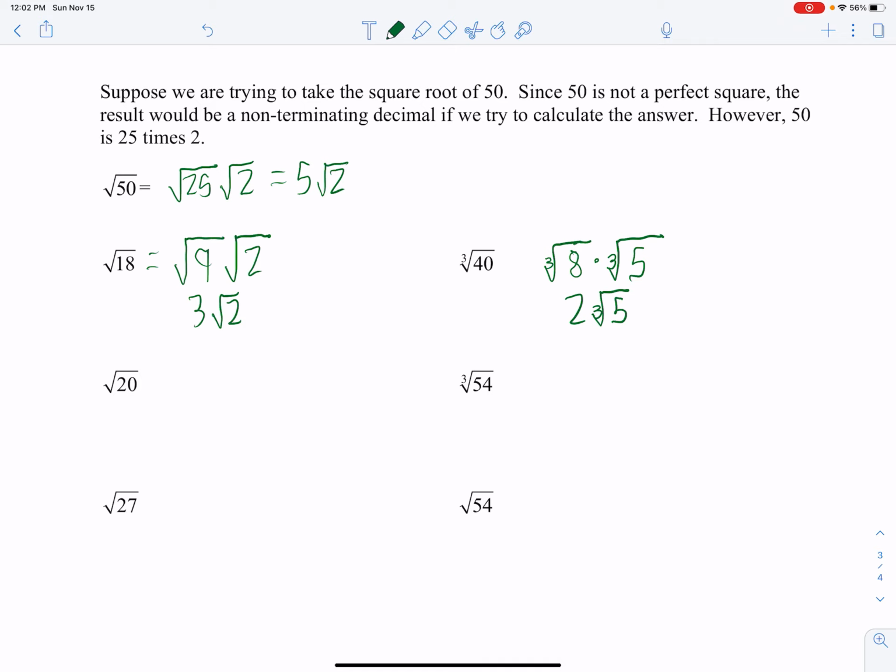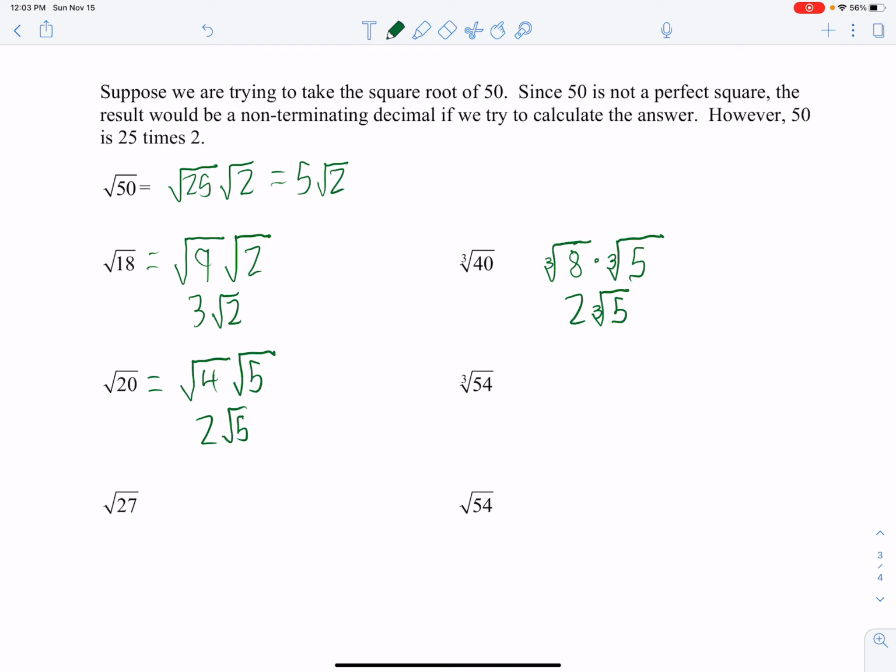Our next one, we have the square root of 20. So with the square root, we're trying to break it up into 2 square roots. And we try to think, what's a number that I can take the square root of that goes into 20? And it's one of the earlier ones, 4. This 4 goes into 20. And so we split up 20 into 4 times 5. The square root of 4 is 2. So our answer is 2 square root of 5.